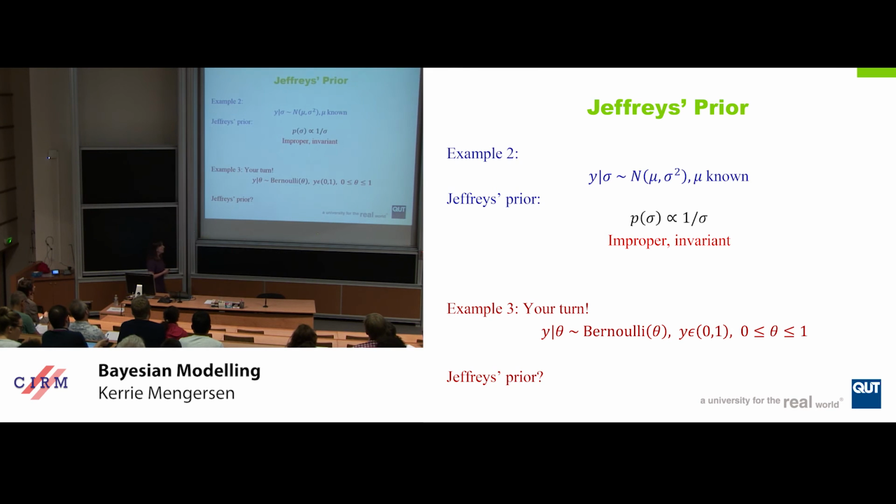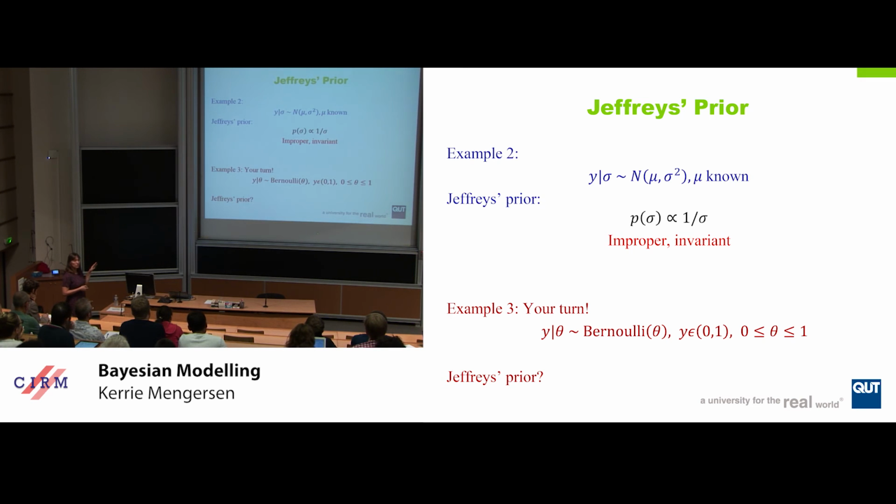So if we have now a case where we know mu and we don't know sigma squared, what would the Jeffreys prior look like? Well, the Jeffreys prior for sigma, p of sigma, would be proportional to 1 on sigma. And we can do the calculations again to show that.